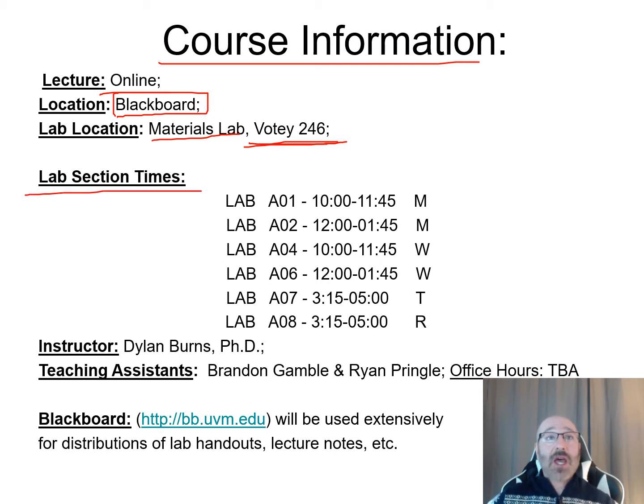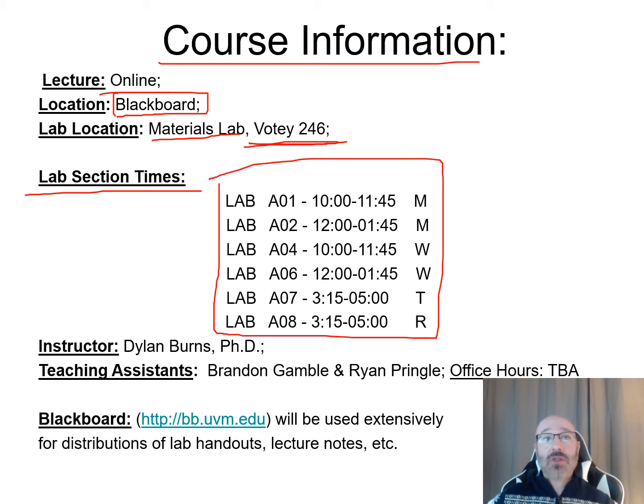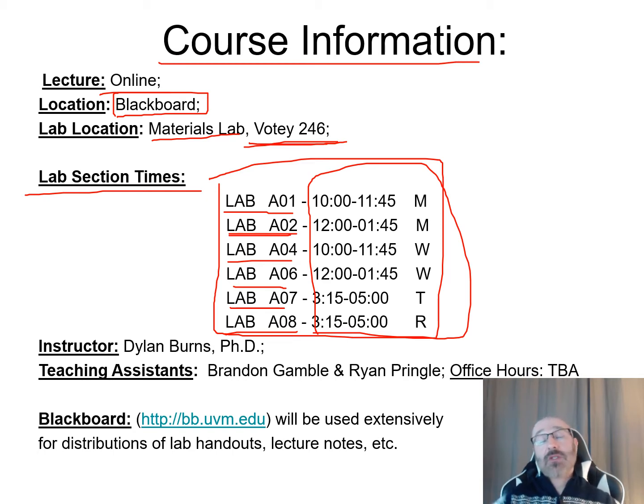For the lab section times, there are 6 different lab sections throughout the semester. These are going to be Mondays, Wednesdays, Tuesdays, and Thursdays, based upon which lab you signed up for. So please go back to your schedule and see which section, A01, A02, A04, A06, A07, or A08, you signed up for, and make sure that you attend the lab section corresponding to the one you signed up for. This is going to be extremely important this semester, especially due to the regulation on the number of students that we're allowed to have in the lab at one time, and I'll get into the details of that in a little bit.